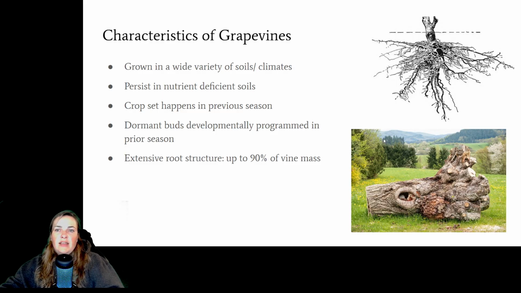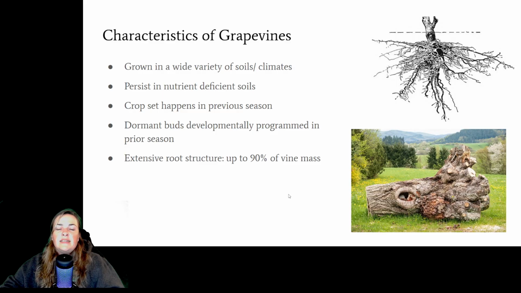Grapevines specifically are kind of like monsters of plants. They're known to be what we call structural parasites, which means that they'll climb any structure. They grow very quickly. They compete for light, for nutrients, for water, and they'll just kind of take over whatever structure is near them. They also grow in a wide variety of soils and climates. They are extremely persistent in nutrient-deficient soils.